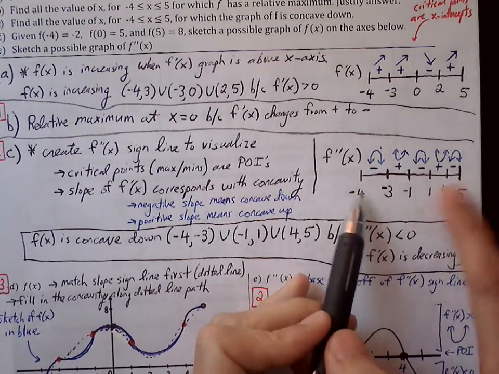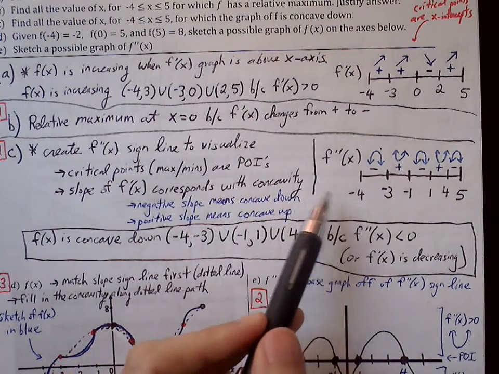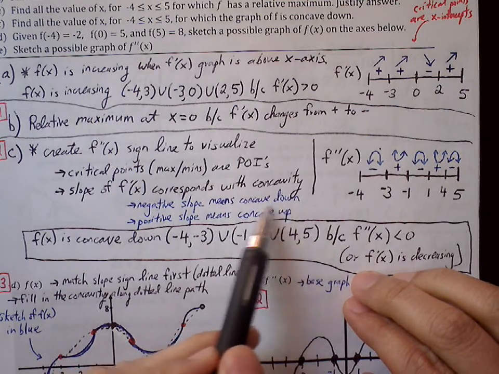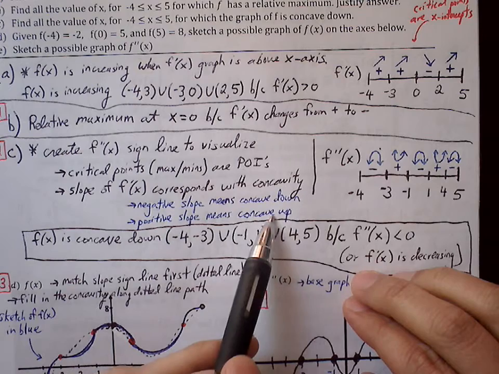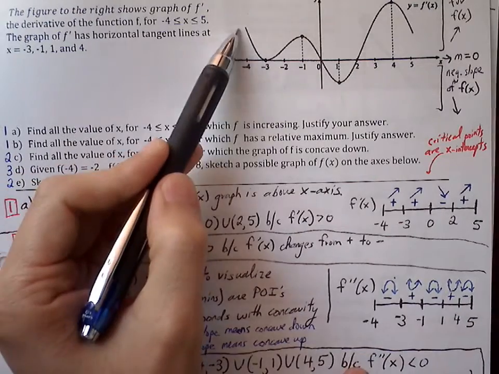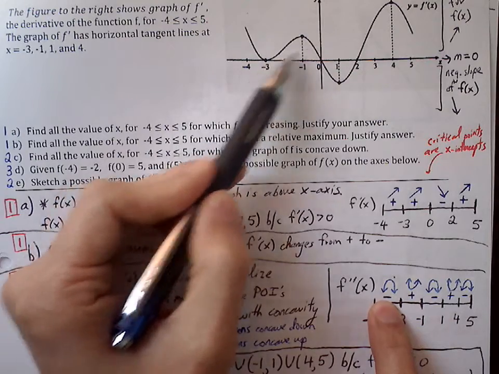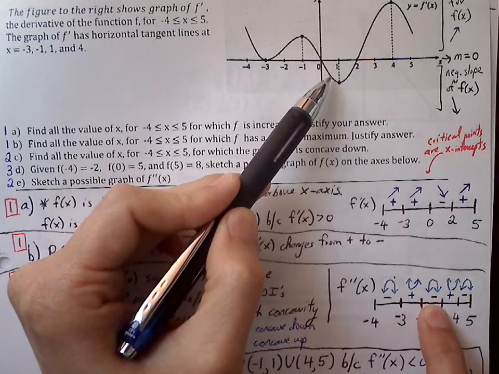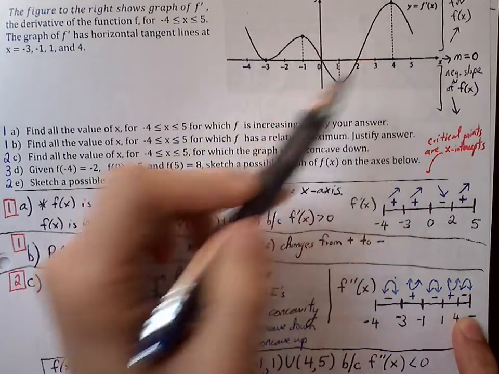And then I'm going to fill out my concavity sign line, and the slope of my f prime graph is going to correspond with the concavity of the original graph. Negative slope on the f prime graph is going to translate to the original graph displaying concave down, and positive slope on the f prime graph is going to translate to the original graph displaying concave up. So from -4 to -3, that's a negative slope. That's going to translate to concave down. Positive slope between -3 and -1 is going to translate to concave up. -1 to 1, negative slope is concave down. 1 to 4, positive slope, concave up. 4 to 5, negative slope, concave down.